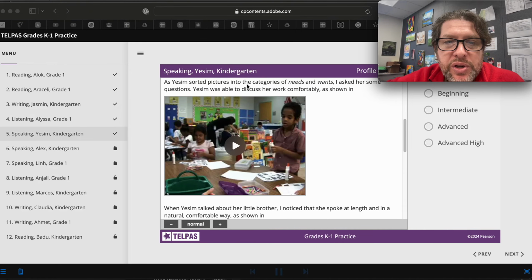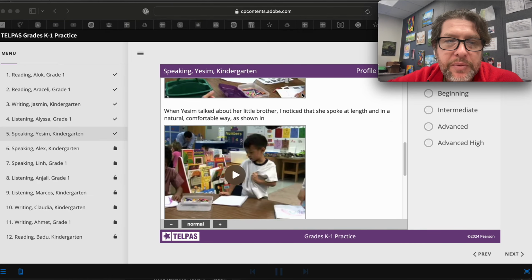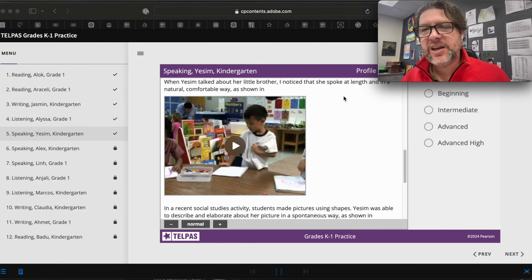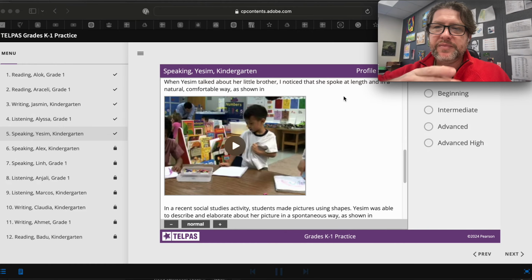As Yasmin sorted pictures into categories of needs and wants, I asked her some questions. Yasmin was able to discuss her work comfortably, another key word, as shown here. I guess I'm mispronouncing that. When Yasmin talked about her little brother, I noticed that she spoke at length in a natural, comfortable way. So all of this is saying it's a fluent response. She's speaking comfortably. She's using irregular past tense verbs.